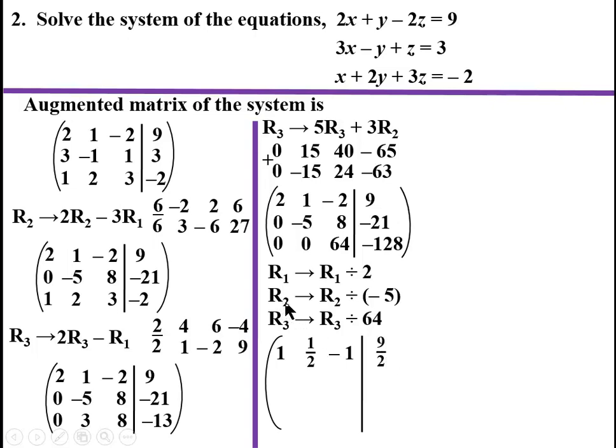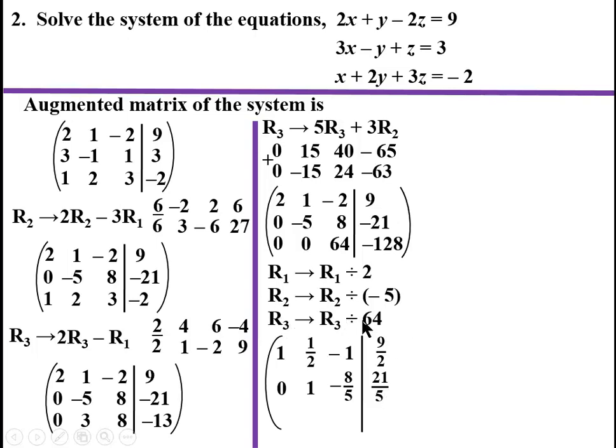We go to the second row. The second row will become row 2 divided by negative 5. So 0 divided by negative 5 is 0. Negative 5 divided by negative 5 gives 1. 8 divided by negative 5 gives negative 8 over 5. Negative 21 divided by negative 5 gives 21 over 5.